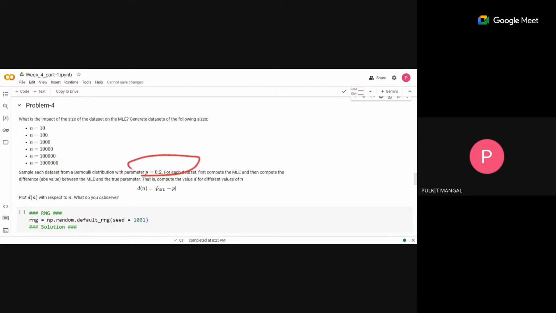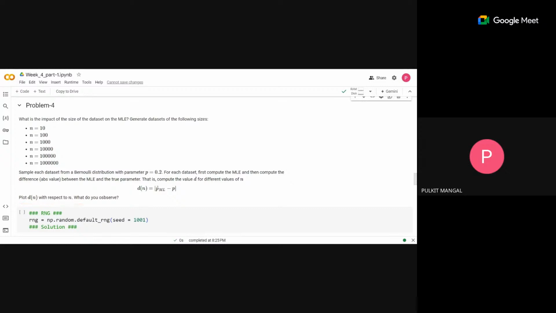Okay, this is your original, and then you will use your MLE, that is your sample mean, and take the absolute difference between them, and that would be D10. Okay, and that's how you will do it for all these data points. What the question asks us is to plot Dn with respect to n.